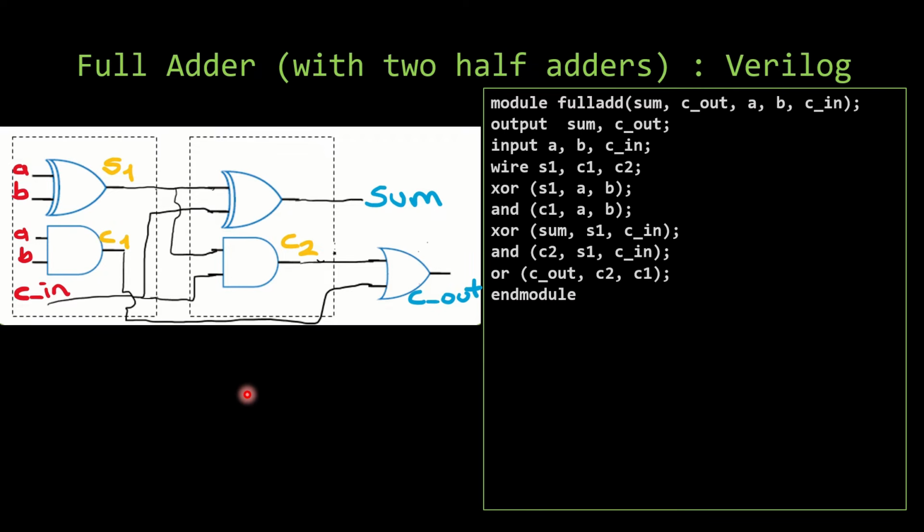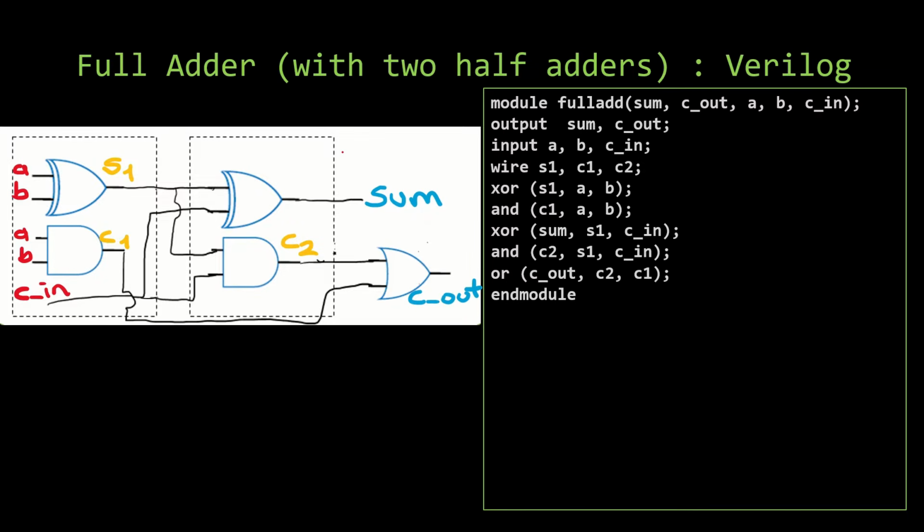First, we'll write the gate-level Verilog design code for the full adder logic circuit. You can see that in the diagram, inputs are shown in red, wires are shown in yellow, and outputs are shown in blue color. Now let's examine the Verilog code.